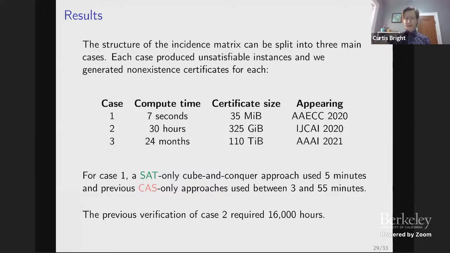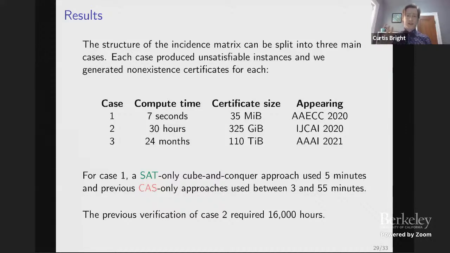So in the first case, there was a SAT approach that solved the first case. It took around 5 minutes. There were several different CAS approaches by different teams. Over the years, they ran between 3 and 55 minutes, depending on the CAS and the implementation. We did a SAT plus CAS implementation, and we got it done in 7 seconds. Right? So it was by far the fastest. Plus, we got a certificate at the end that can be verified.